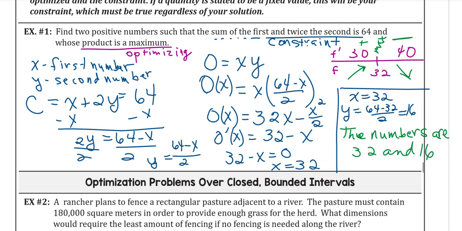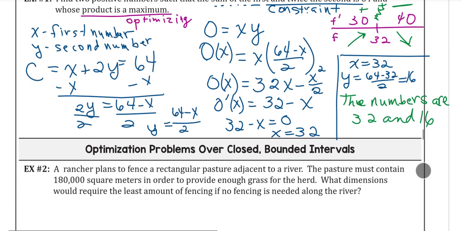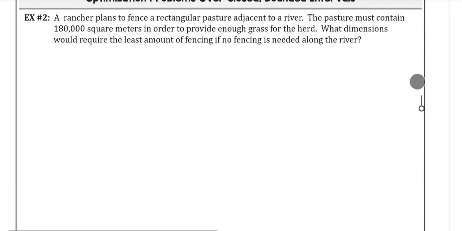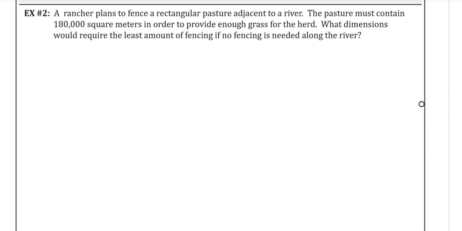Now we're going to see in future examples, ones that are more detailed, that you're going to have to justify your answer, not just show your sign chart, as we talked about earlier in this unit.